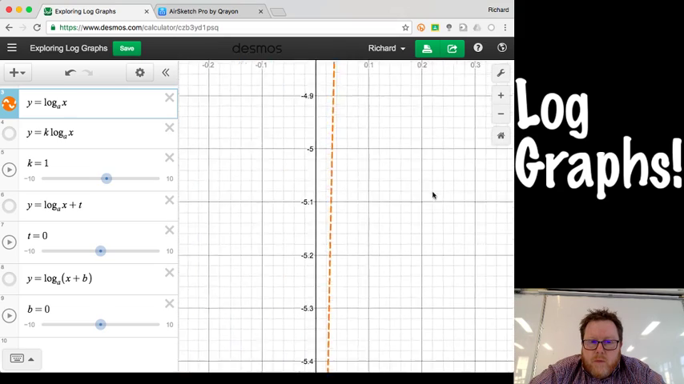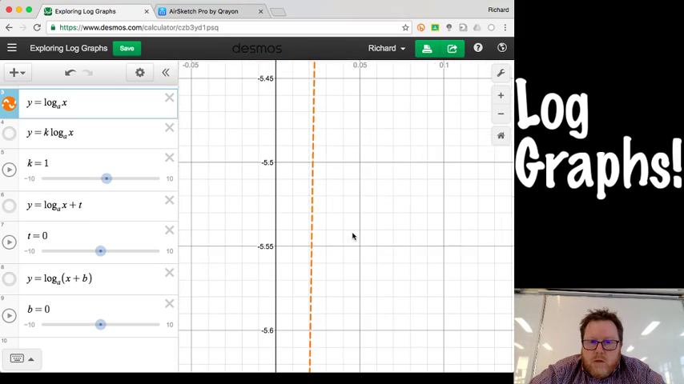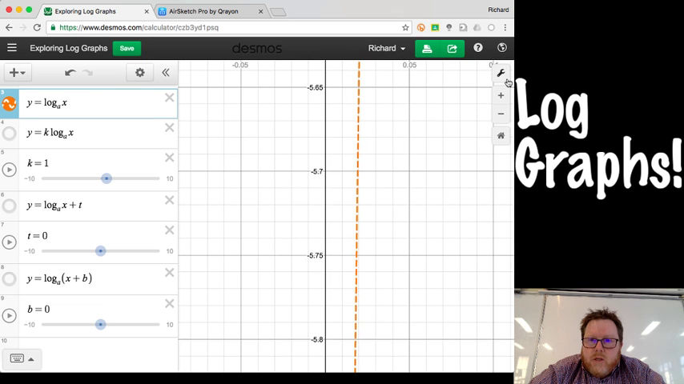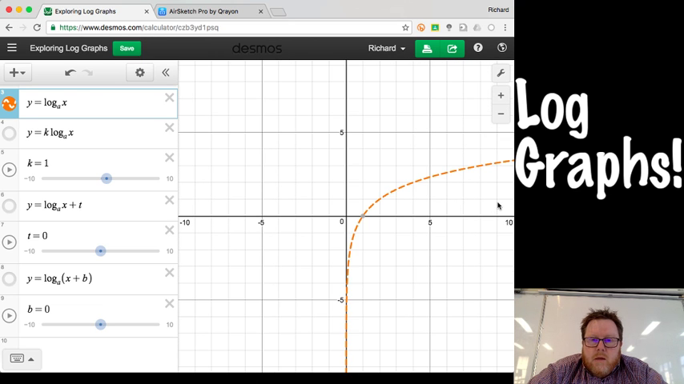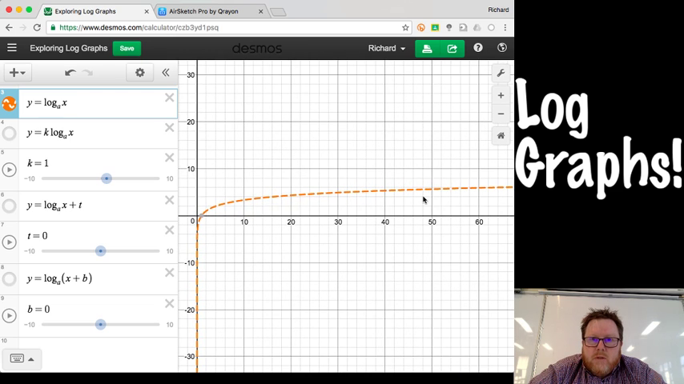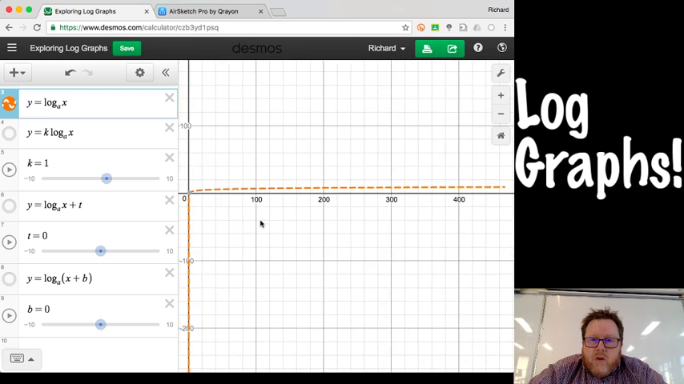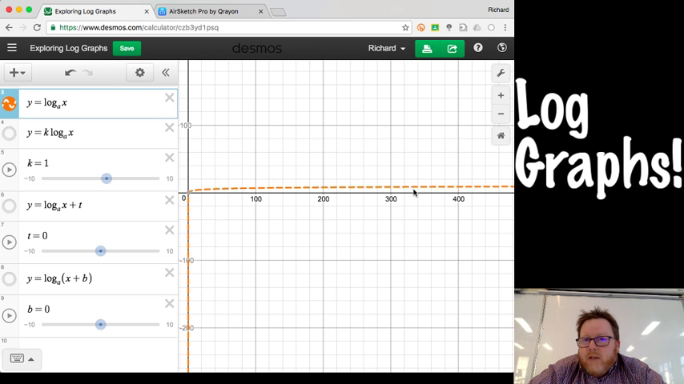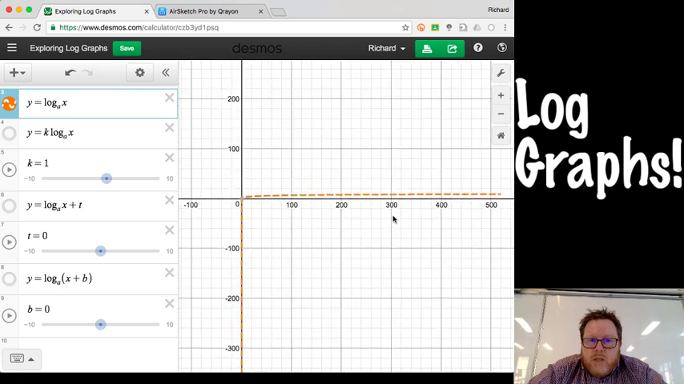Zoom in, still getting close, but not ever reaching it. Okay. Similarly, if I zoom out, you can see that it keeps on increasing, but the further I increase it, the flatter it looks. It is still growing, but it's growing so slowly that you don't really see much of a difference in the height there. Okay, so that's basically the shape of the logarithmic graph.